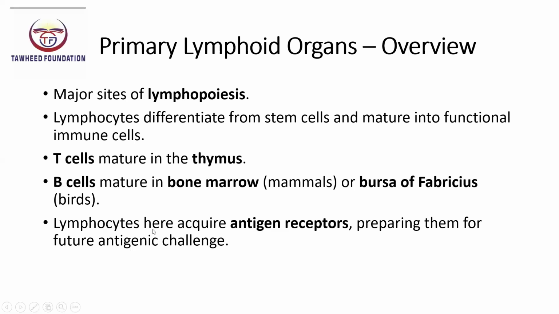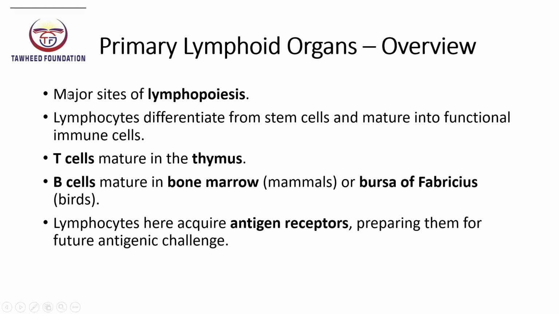Once fully mature, lymphocytes leave these organs equipped with antigen receptors but still naive, meaning they have not yet encountered their specific antigen. This stage ensures the immune system has a diverse repertoire of cells ready to respond to future infection.